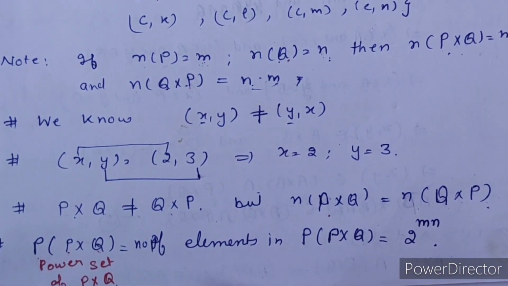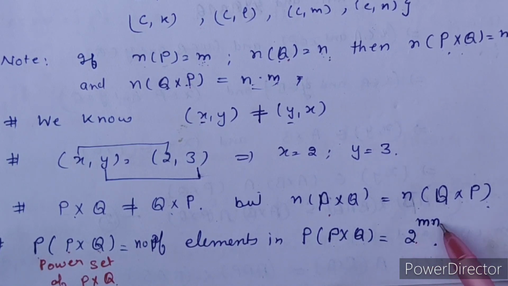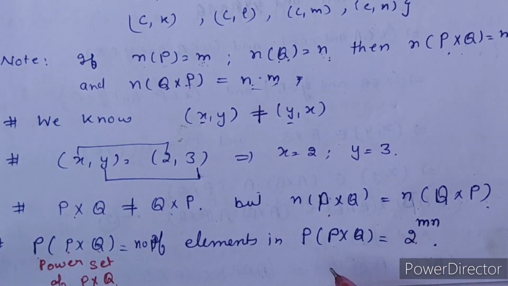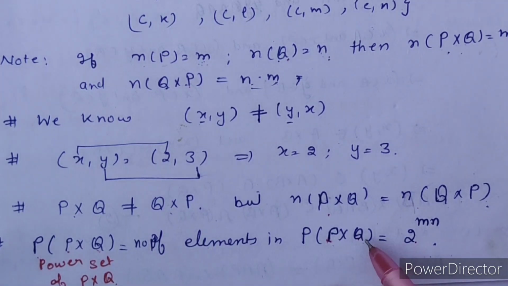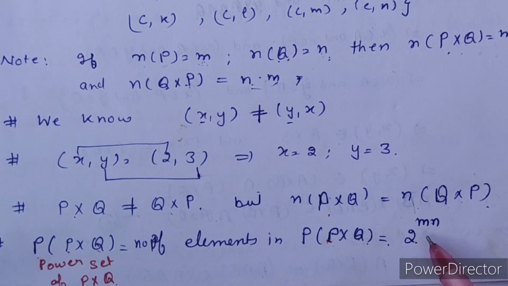Now the number of subsets for a given set is 2 raised to the power number of elements in that set. You know this formula. So power set of P cross Q means the number of elements in the power set, or we can say the number of all subsets of the Cartesian product P cross Q, is equal to 2 to the power mn. And it is very important for our relations.